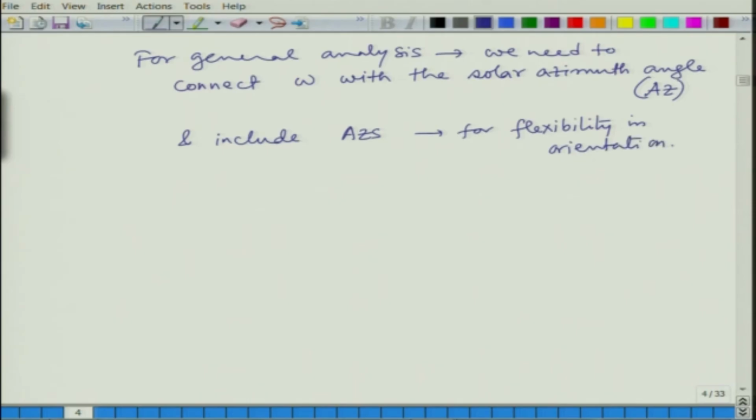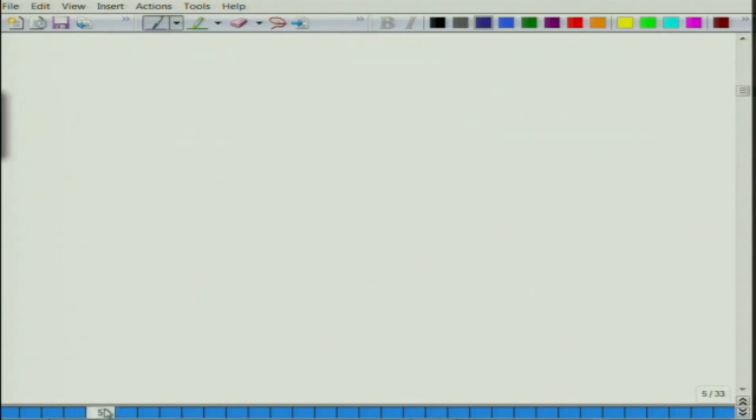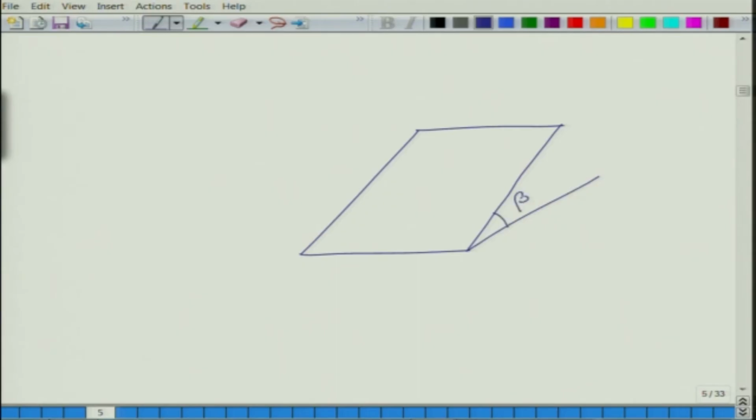Okay. So, first let us look at the physical picture. What do this AZ and AZS mean? Suppose we have a plane, which is tilted by an angle beta with the horizontal.